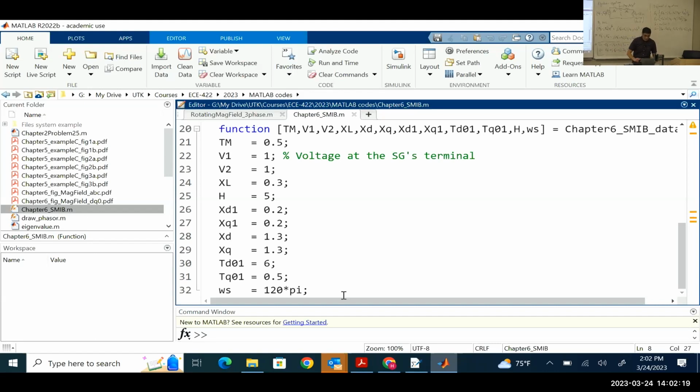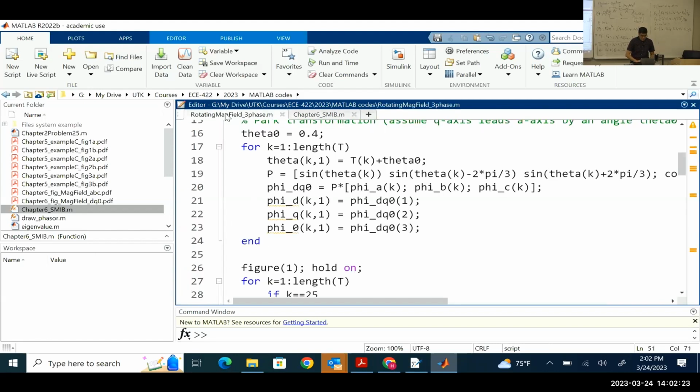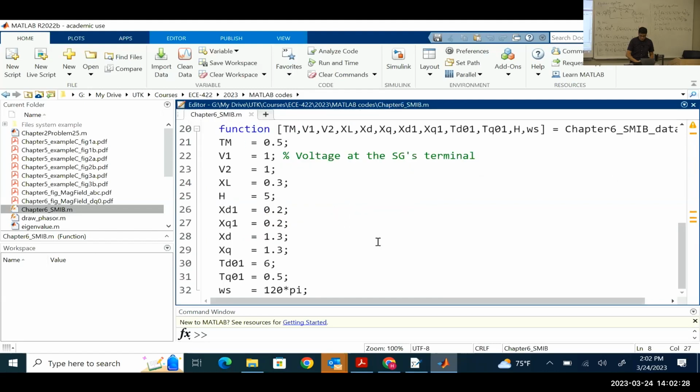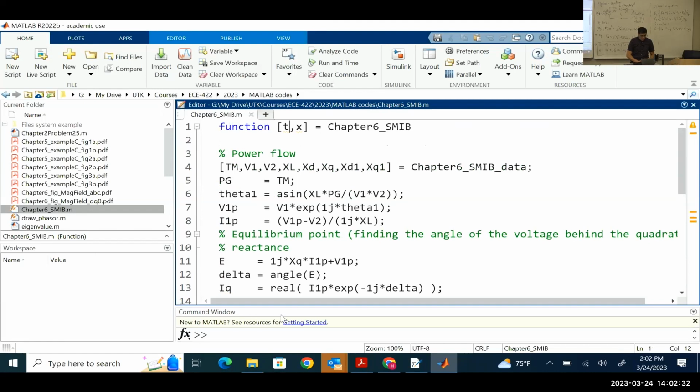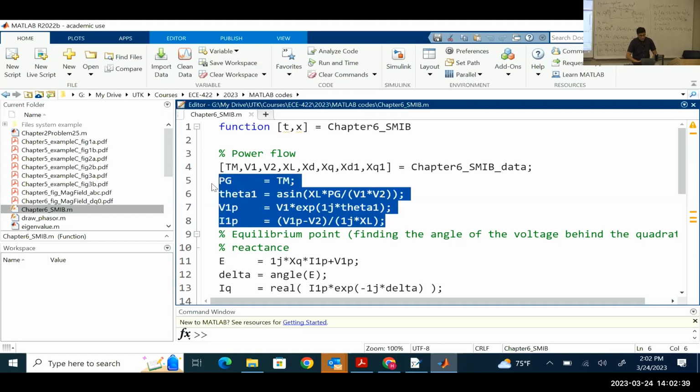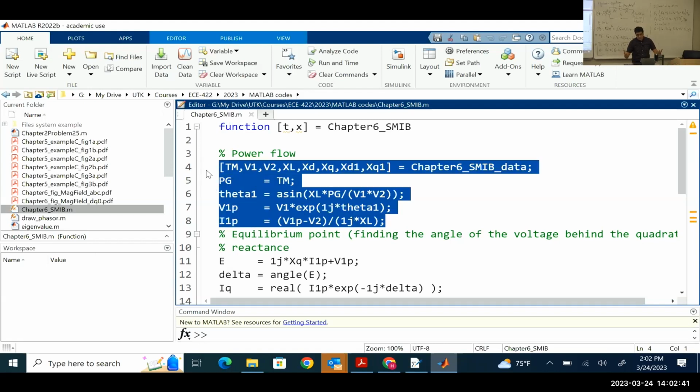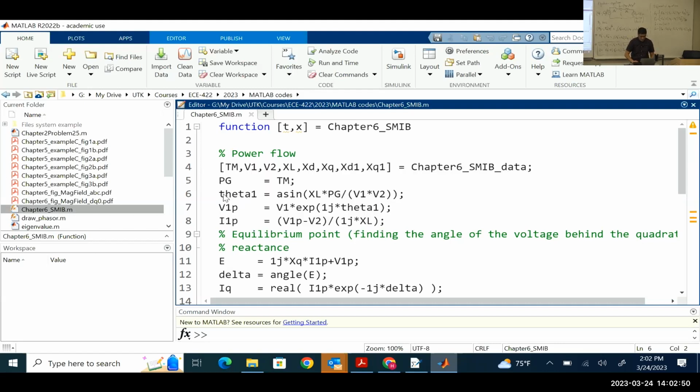Okay. All the data is there, and let me close this one. We have so far the equilibrium point up to this point, okay? Not the equilibrium point. All that we did and discussed last time is to obtain the power flow solution, which in this case corresponds to line 6, in which we solve for the angle θ1.